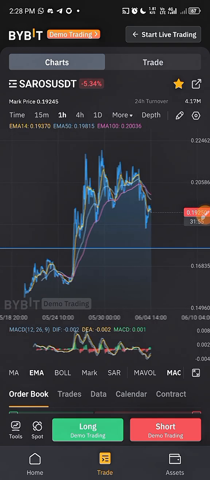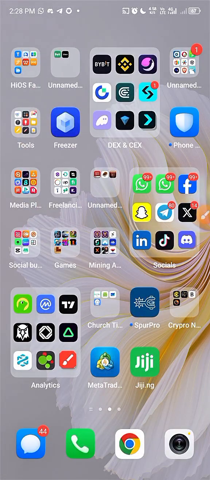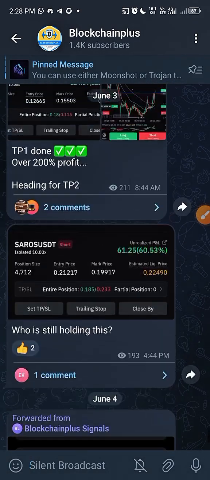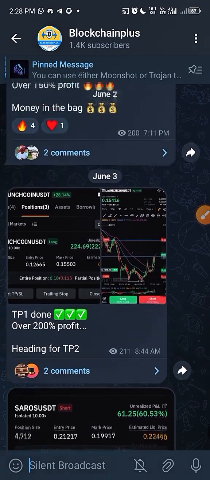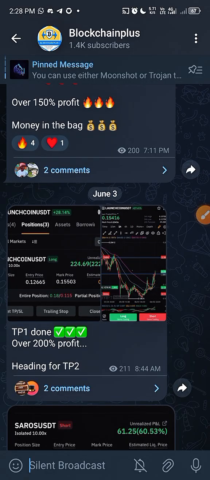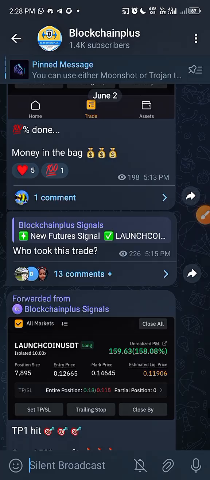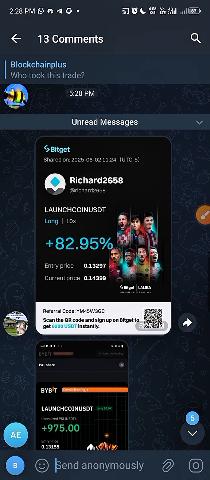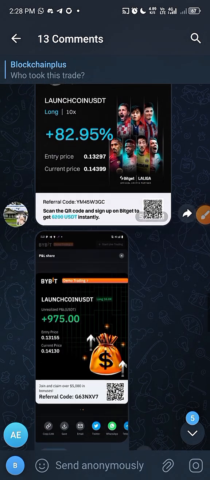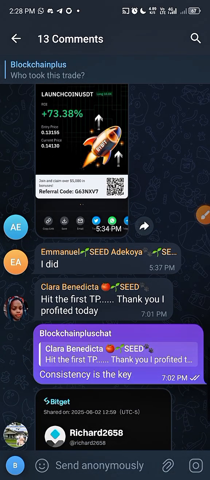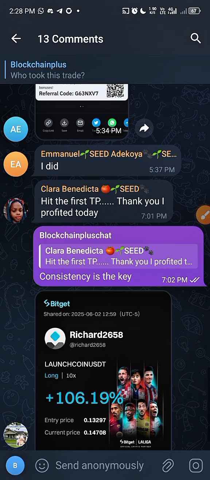Like if you look at the trade we entered, lots of people were happy that they hit the TP1 at that level. Let me see if I can see from the comment section. TP1 done. Okay, now this is it. You can see this person, 85%. This person, although this person used a demo account, hit the first TP. Thank you, I profited today. Now you can see this person said I profited today.